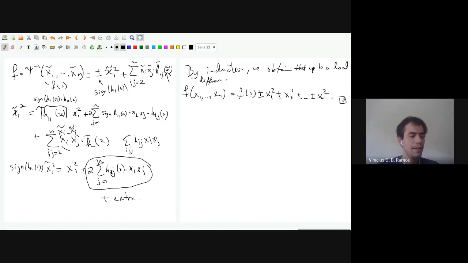Any questions about this? Okay, this is really just a version of being a little clever in applying the inverse function theorem.